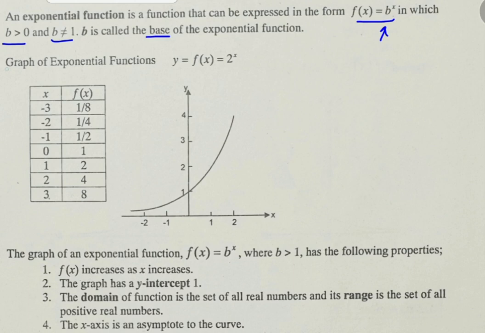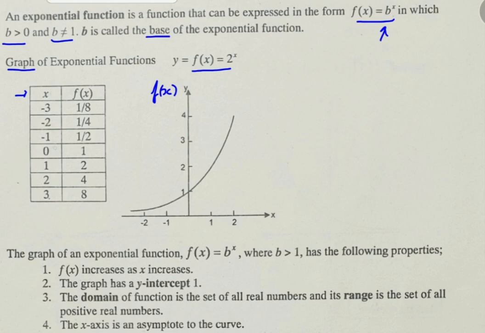Graph the exponential function y is equal to 2 to the power x, f of x is equal to 2 to the power x. So the graph of this is in the two-dimensional plane, x will be drawn horizontal, f of x will be vertical. Usually we write y instead of f of x. Okay, see this table.